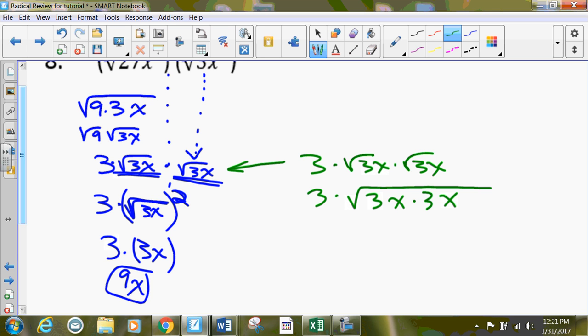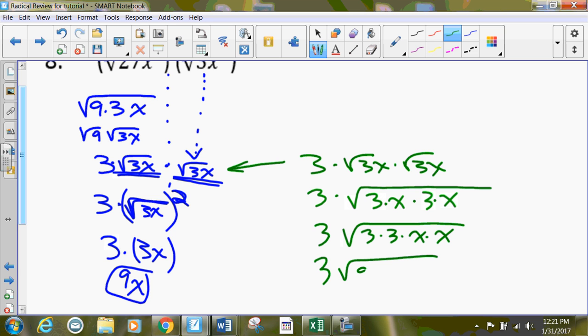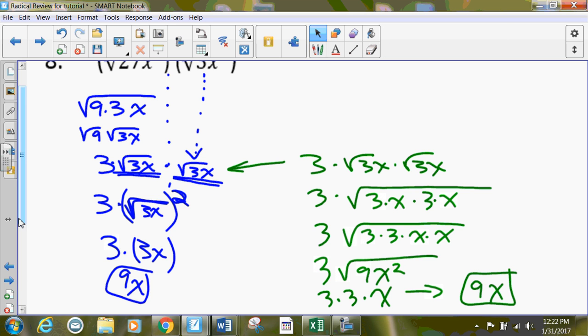Thanks. Okay. So if we did this, then we're going to go ahead and multiply the 3's together, right? And multiply the x's together. And you would get 9x squared. And then you'd say, well, square root of 9 is 3. That gets to come out. Square root of x squared is x. That gets to come out. And that gives me 9x. Once again, lots of different ways to think about it.